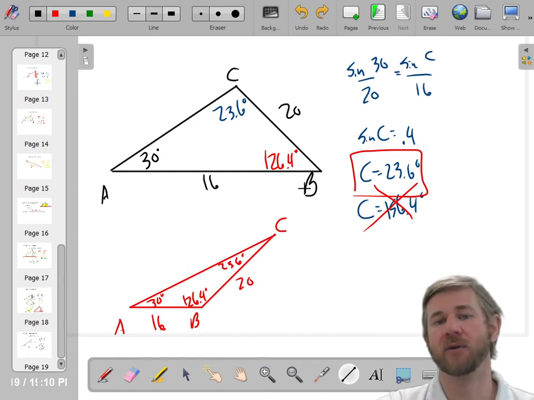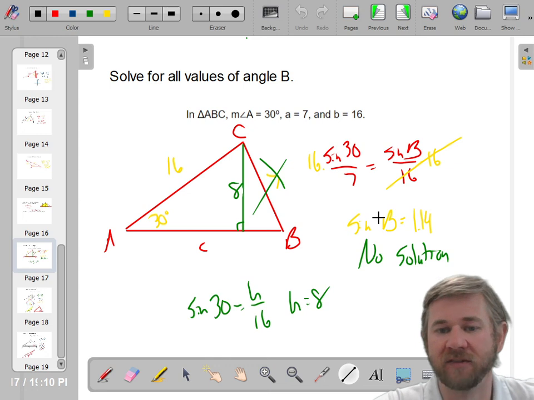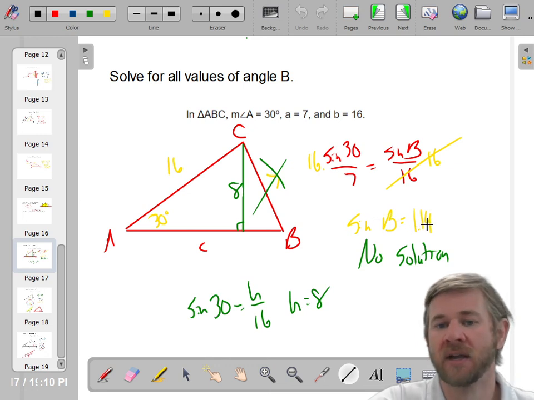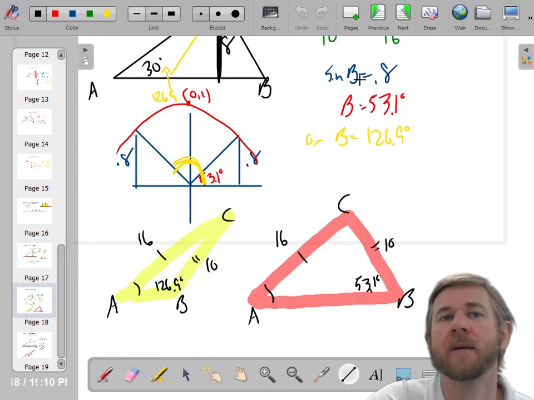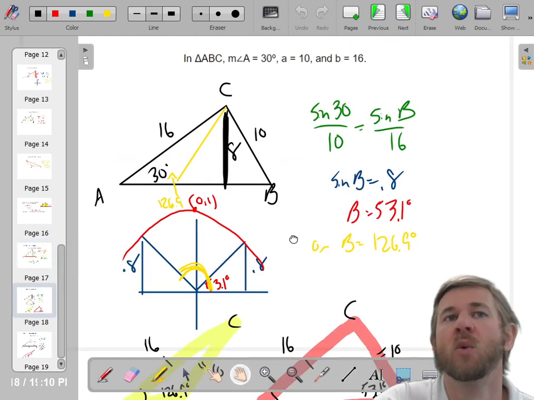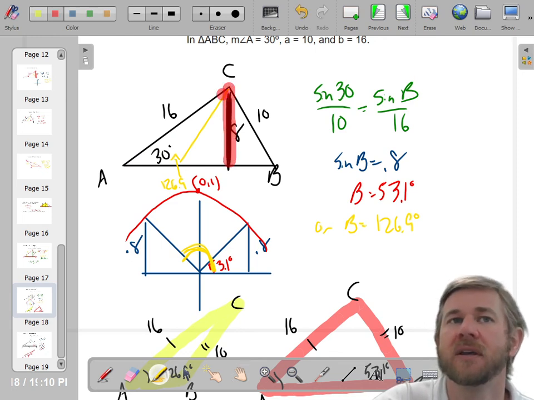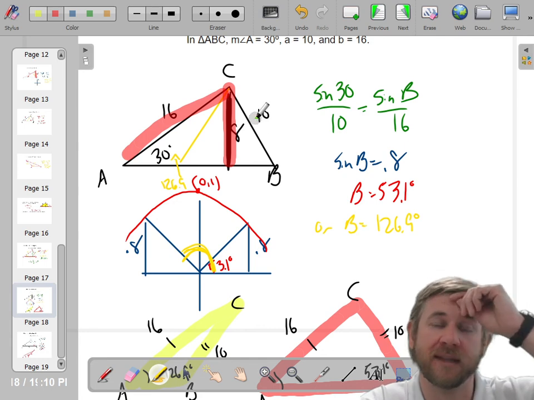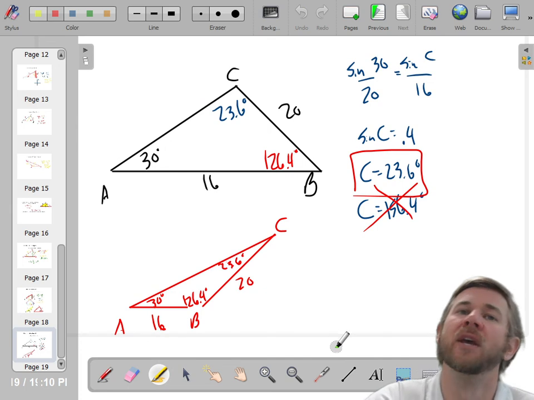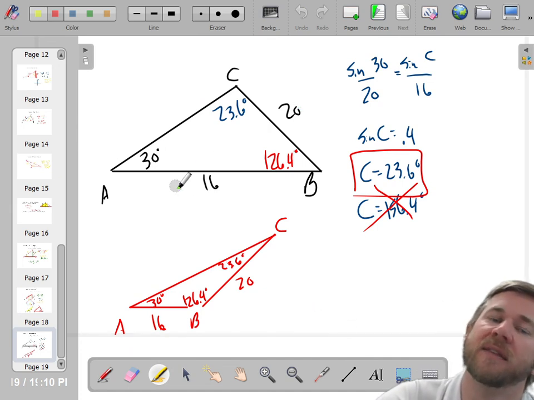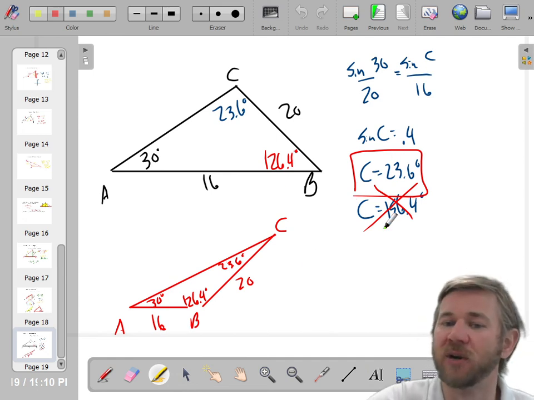But the idea is you're either going to have no triangles, and that's because you take the sine of B that is bigger than 1. That sine of B is never bigger than 1. And that happens when the altitude isn't long enough. Or you can get 2 triangles when your side length is between the altitude and what would form an isosceles triangle. So in this case, 10 was between 8 and 16, so we get 2 triangles. Or in this problem, you only get 1 because 20 was bigger than 16, so it was bigger than that isosceles triangle.